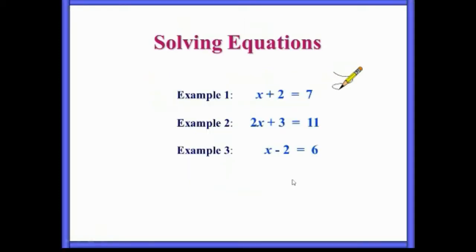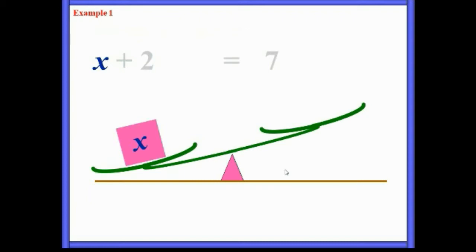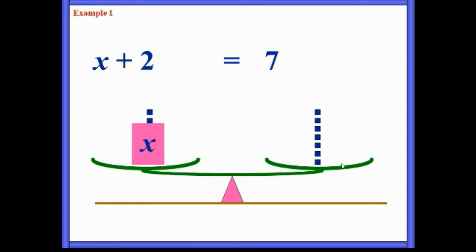For example, we have 3 examples here. First one is x plus 2 equals 7. Second one, 2x plus 3 equals 11. And the third one is x minus 2 equals 6. So let's solve the first one, which is x plus 2 equals 7. And we have to find the value of x. To find the value of x, we must have x on its own and everything to the other side. So this is x plus 2 equals 7. It is balanced. Now I need to find what x equals.